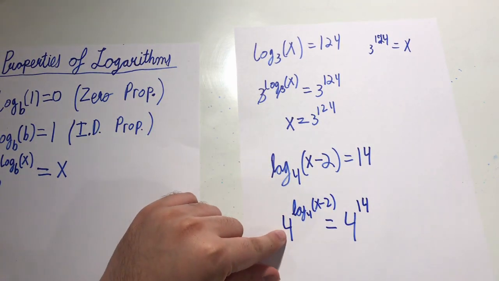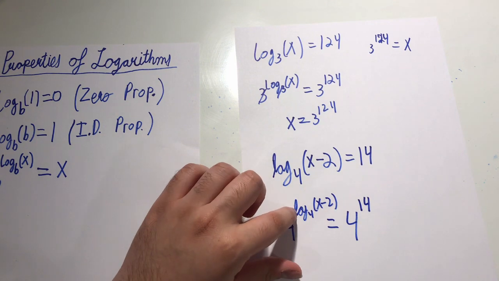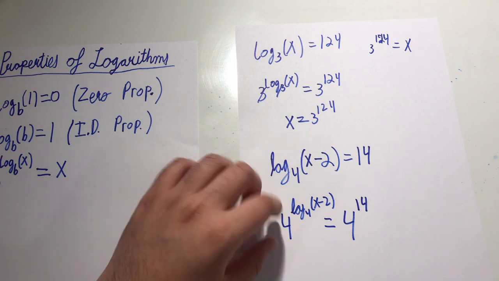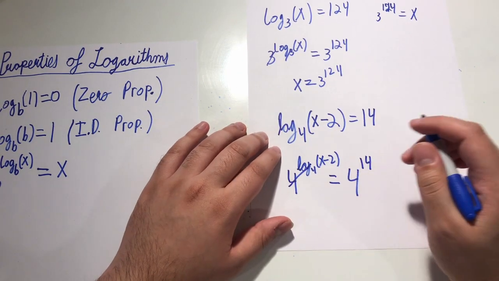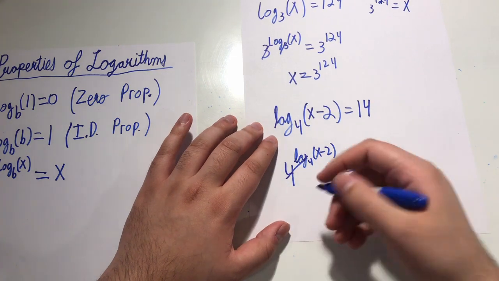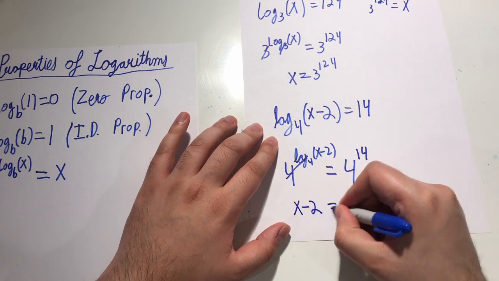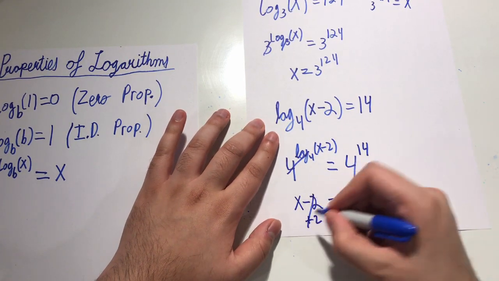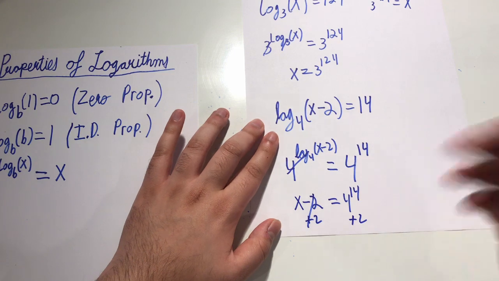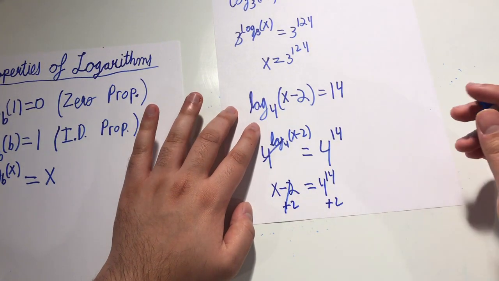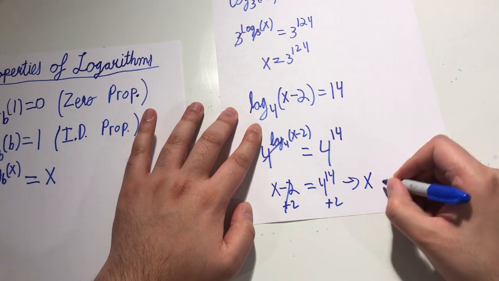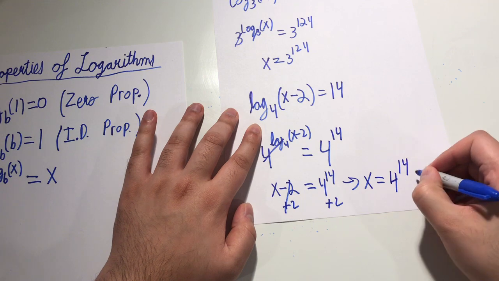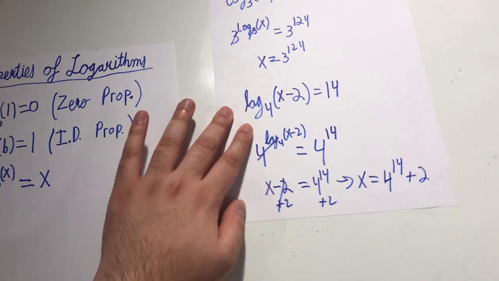Now, when you have a base and then an exponent where it's a logarithm and the base of the logarithm is the same as the base of this exponent, they cancel each other out. And what you're left with is just whatever was inside the logarithm. So x minus 2 is equal to 4 to the 14th. And then from here, you would add 2 to both sides. I'm not going to do out the math. This is easy to just punch into your calculator. You would end up with x is equal to 4 to the 14th plus 2, right?